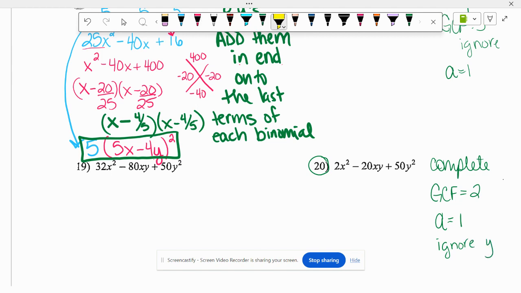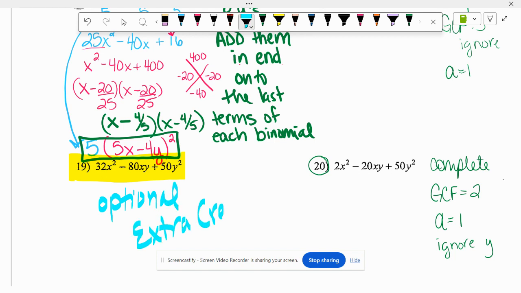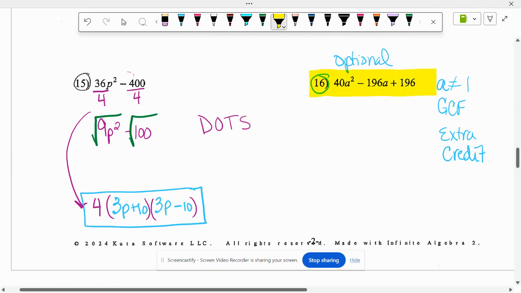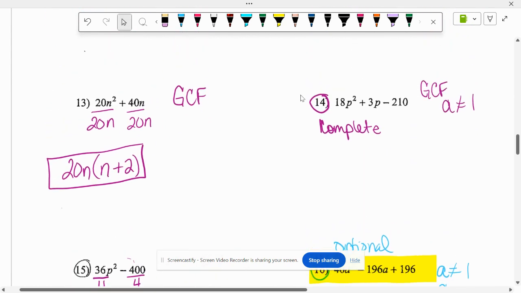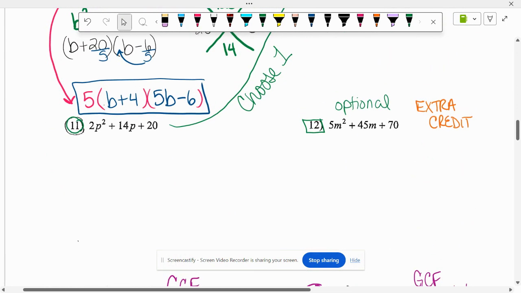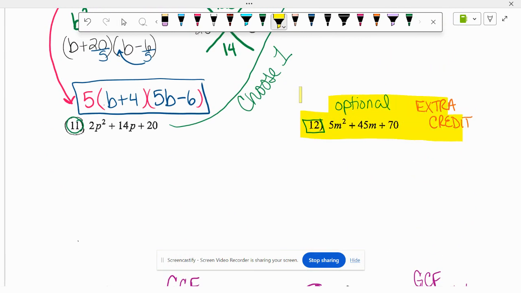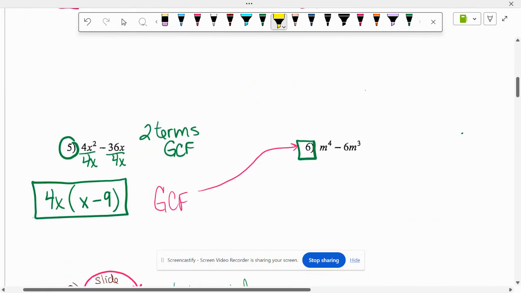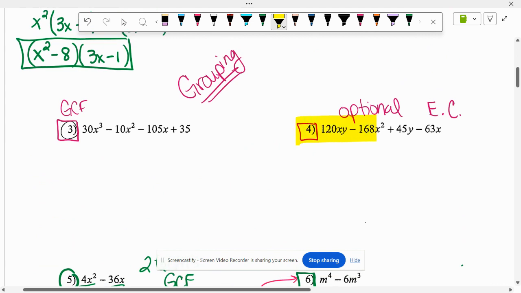We're going to make number 19 optional. Number 19 is optional and extra credit. So I'm going to go back through and highlight all of the questions that are optional. So number 16 is also optional extra credit. Number 12, optional extra credit. Number 4, optional extra credit.